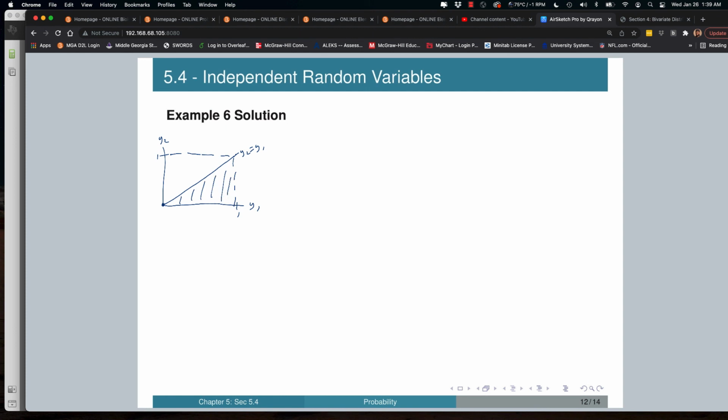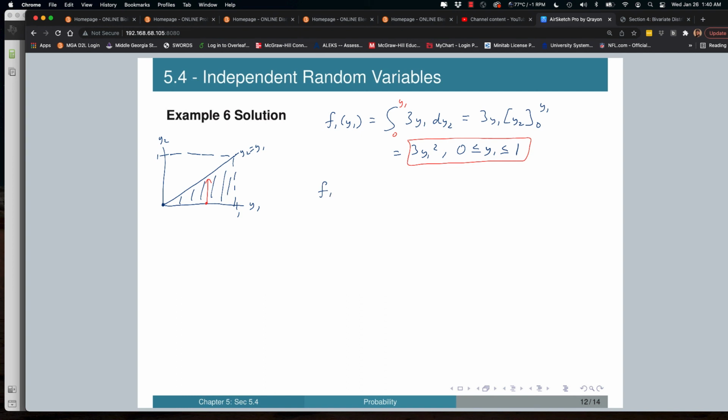So we got to find our marginal probability distributions for y sub 1 and y sub 2. So we're going to integrate 3y sub 1 with respect to y sub 2, and I'm going to go from 0 up to y sub 1. Alright, and that's going to equal 3y sub 1 times y sub 2 evaluated from 0 to y sub 1, which just equals 3y sub 1 squared, for 0 less than or equal to y sub 1 less than or equal to 1. So we got our first marginal.